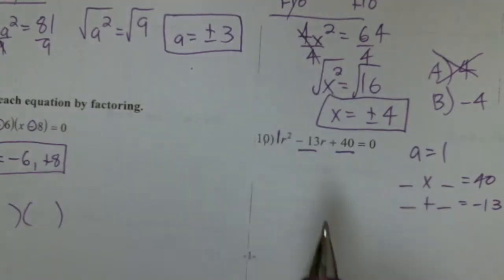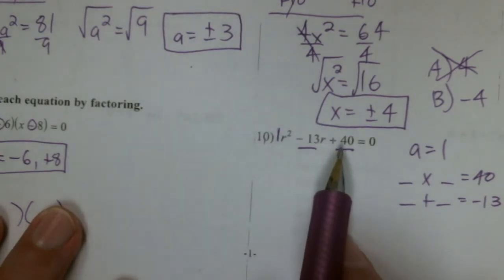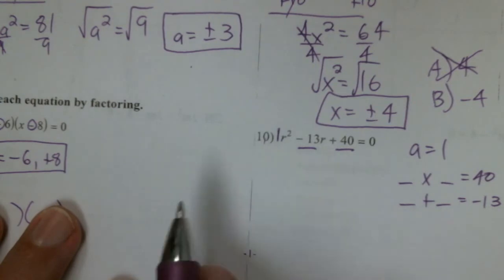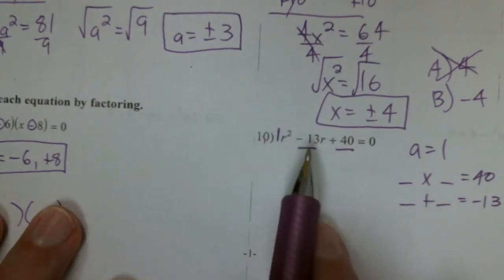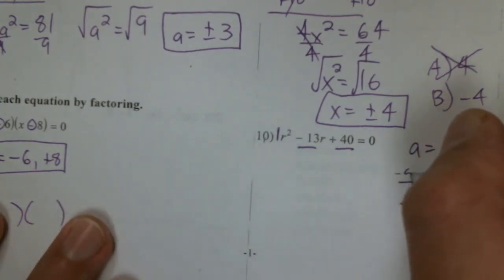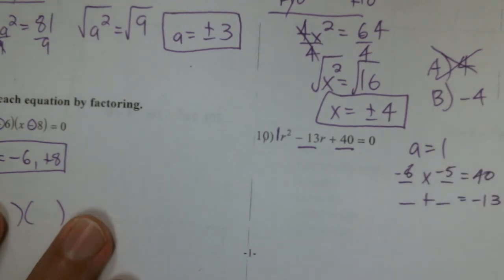But notice that the middle term is negative and the c term is positive. So that means both of the signs have to be the same. It's either 5 and 8 or it's -5 and -8. So if they have to add to a negative, that means both of these guys have to be a negative. -5 times -8 is 40, and -8 plus a -5 is -13.